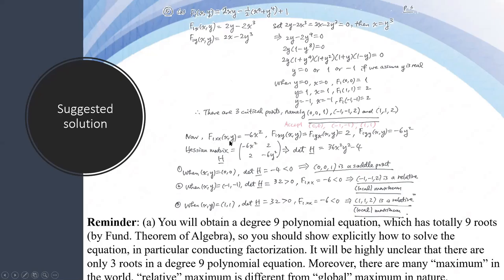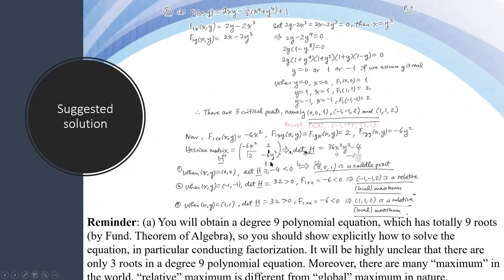And then you do the second derivative test with respect to x and y. So you get minus 6x² and minus 6y². Also, you do the mixed derivative with respect to y, then you get these two, and then you form the Hessian matrix to get the equation for the determinant. Some of you use the second derivative test directly, which is fine too, as long as you get this equation.